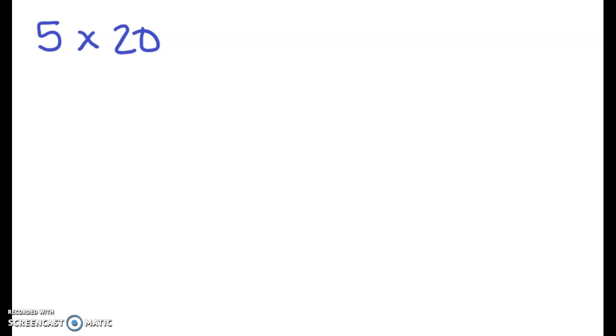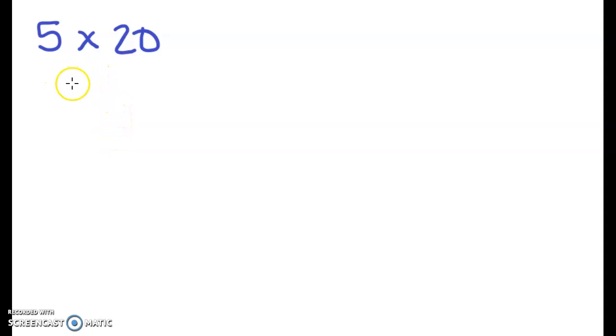Hi, for number 5 in the math unit for Big Ideas, it asks the students to answer the question using associative property. So I'm going to go over a problem that resembles what unit 4 number 5 looks like.